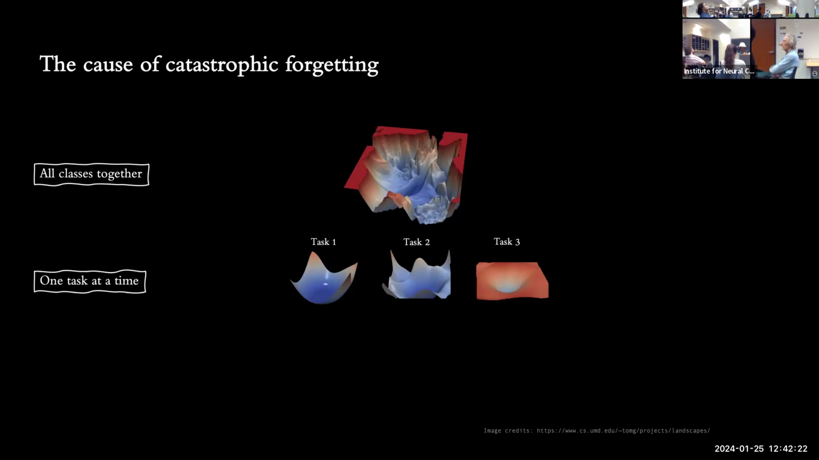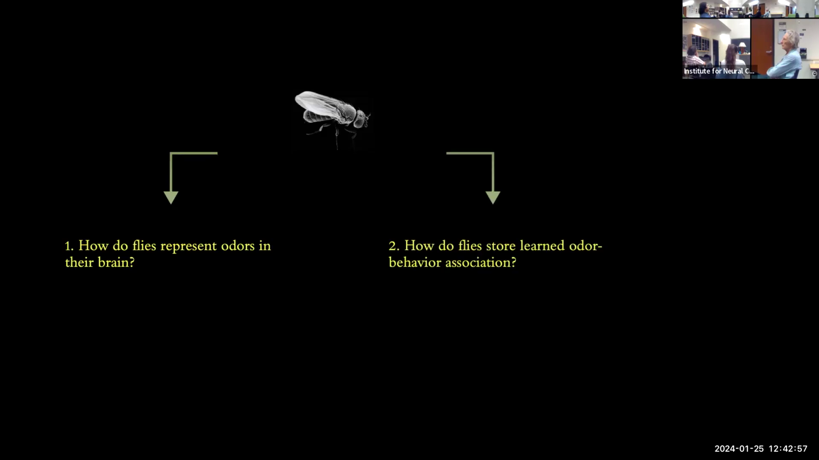Now we know that flies are able to learn to associate odors with different behaviors, like approaching some odors and avoiding others. And also they are able to retain this memory for a fairly long time period. So how do flies do that? And also, can we learn some insights from this? To tackle this problem, I'm going to ask 2 questions. First, how do flies represent odors in their brain? And the second question is how do flies store this learned odor-behavior association?